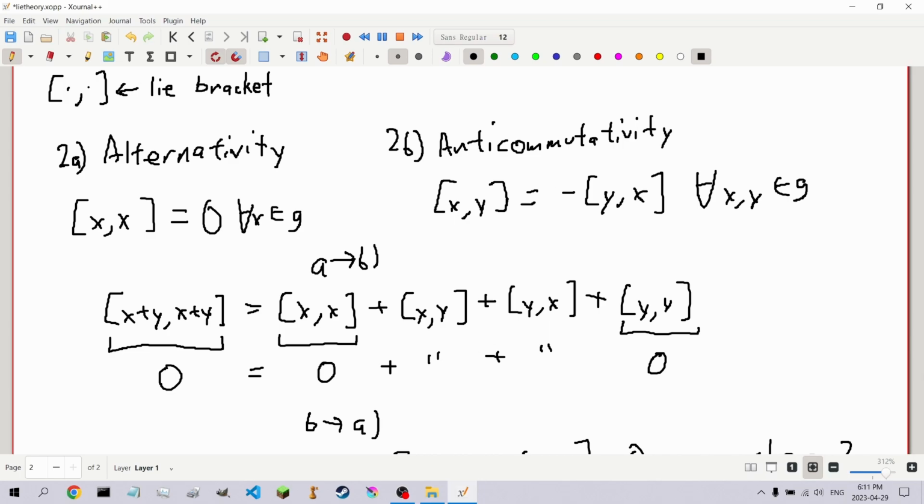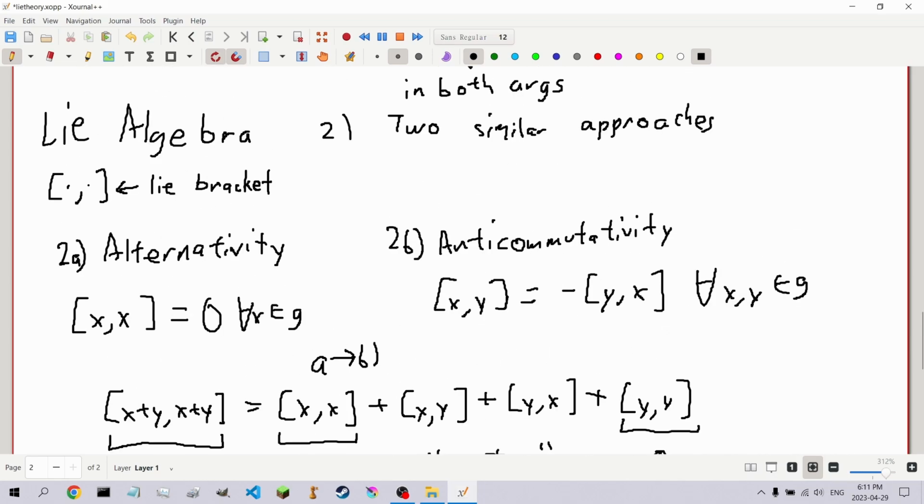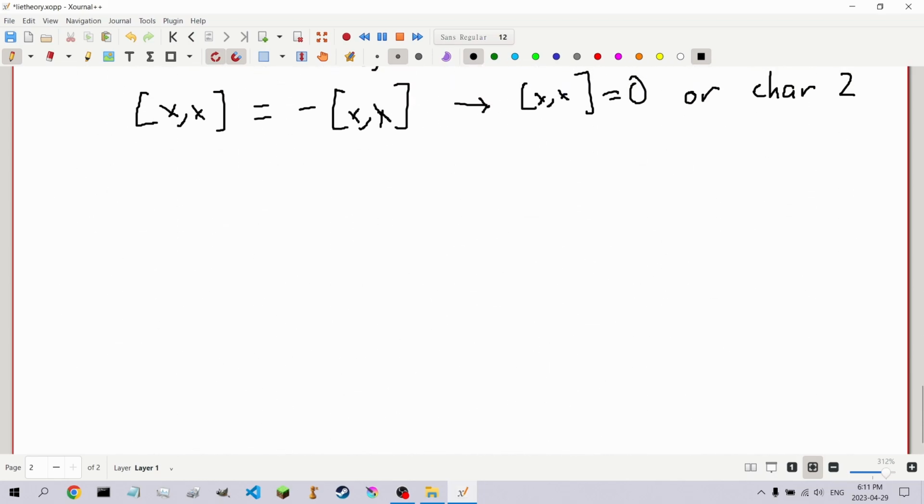We're not going to be working a lot, to my knowledge, in characteristic 2, and so they're going to practically be the same thing. And I'm going to commonly refer to anti-commutativity, or probably call it anti-symmetry. But just keep in mind that technically we are usually going to be defining this with alternativity. And as I mentioned before, there is one more constraint that we're going to put on this Lie bracket, and that is the Jacobi identity.